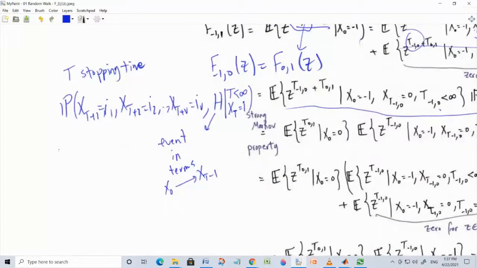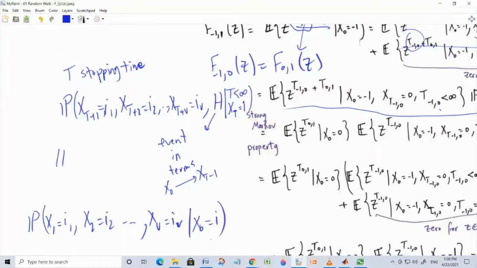So remember, we did the proof of this one, which is very important. That basically this probability is the probability that x of 1 is equal to I1, x of 2 is equal to I2, up to x of v is equal to IV, given x of 0 is equal to I, times the probability of this event h, given that the stopping time is finite and that x of t is equal to I. So basically conditioning on these two guys, h and those are independent.